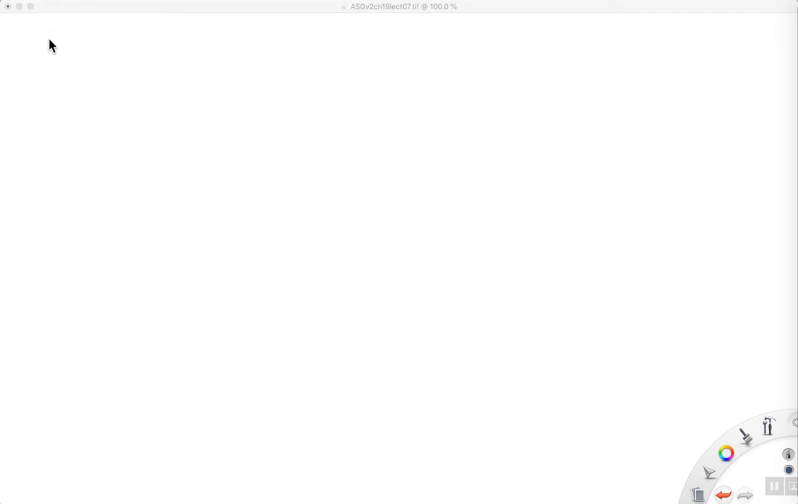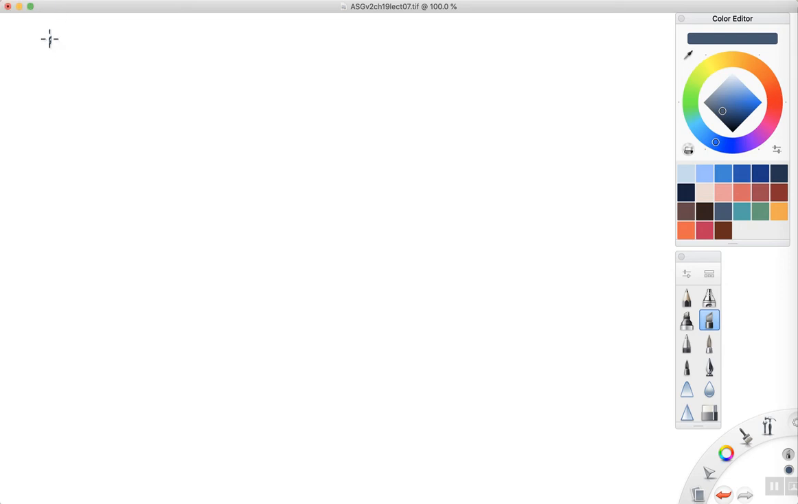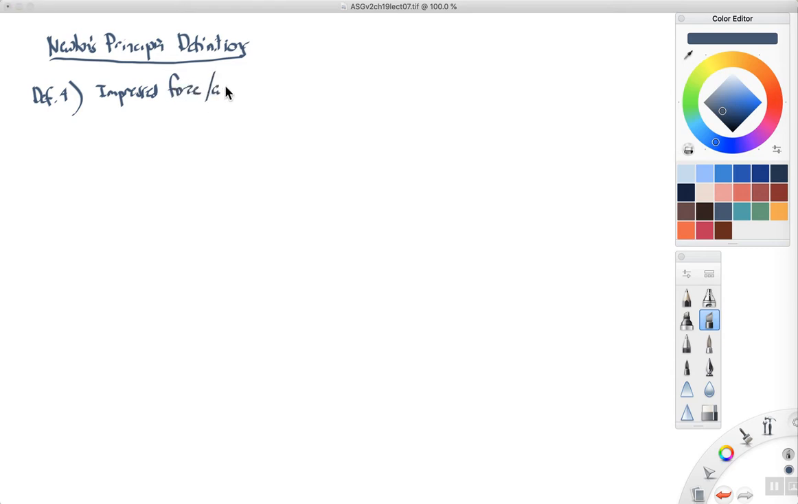So this is a continuation of Newton's Principia definitions. And we are on definition 4. Here he defines the impressed force, or action. So we will typically just call this force.